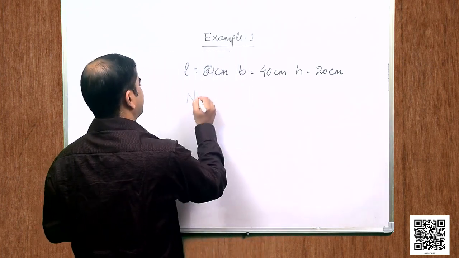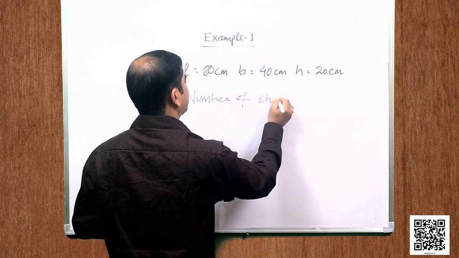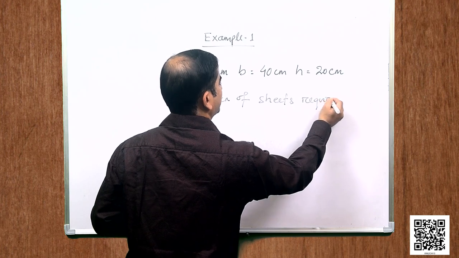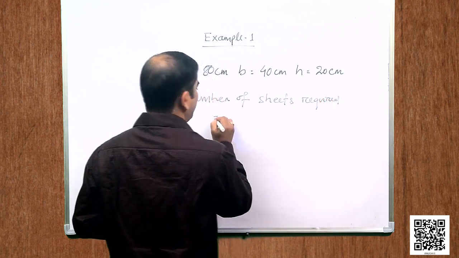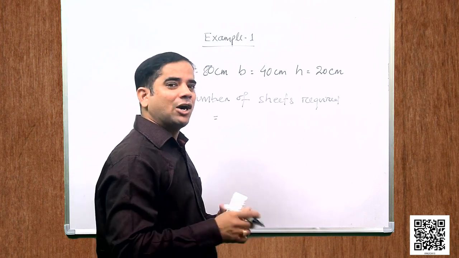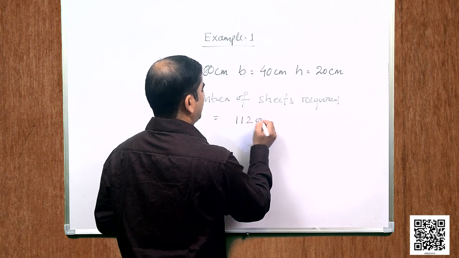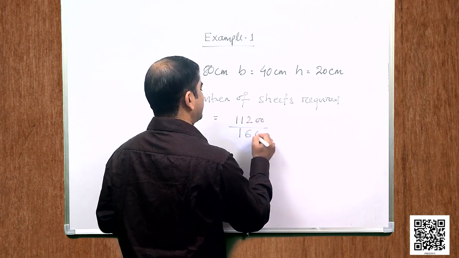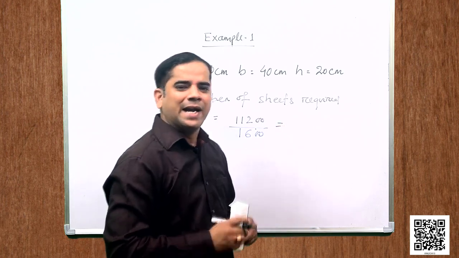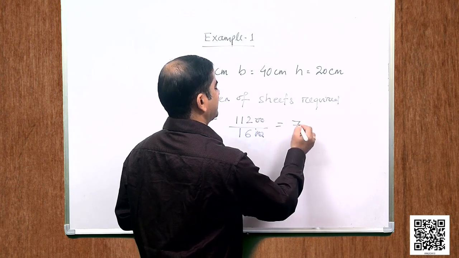So, number of sheets required will be total surface area divided by surface area of each sheet of paper, that is 11200 centimeter square divided by 1600 centimeter square, that is 7.